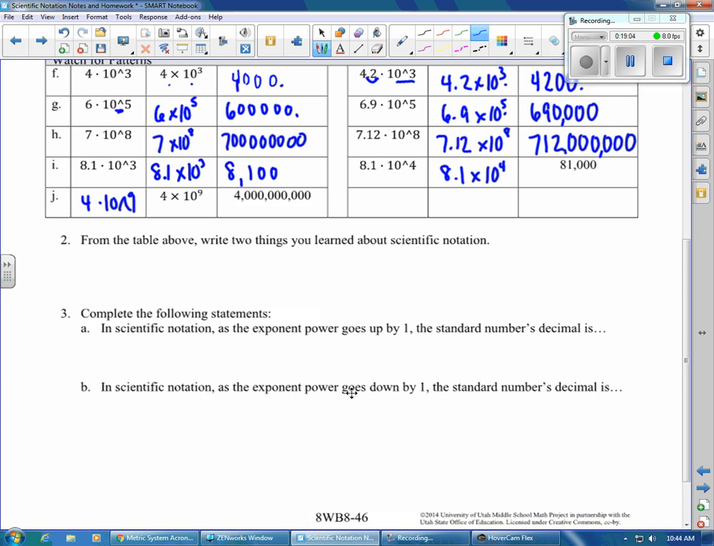In scientific notation, as the exponent power goes down by 1, the standard number's decimal is what? Move to the left, creating a smaller number.